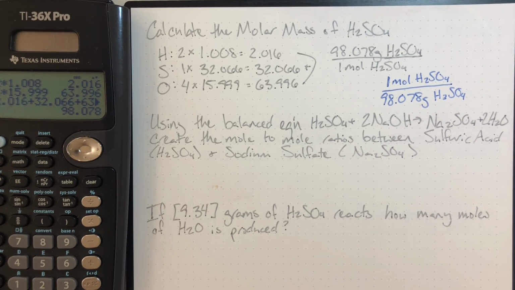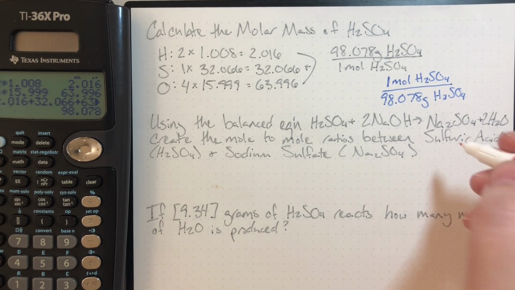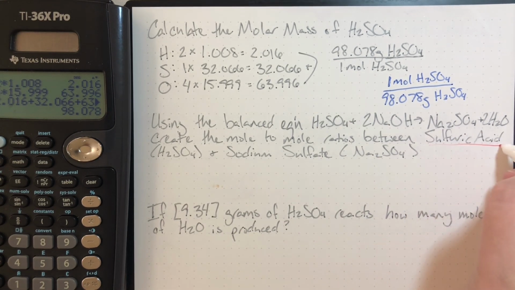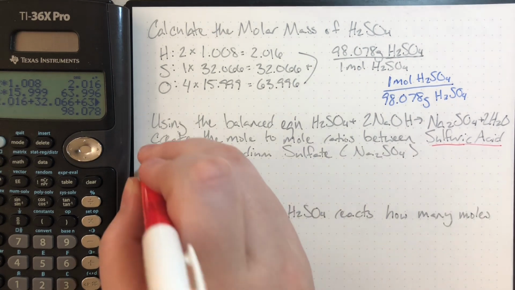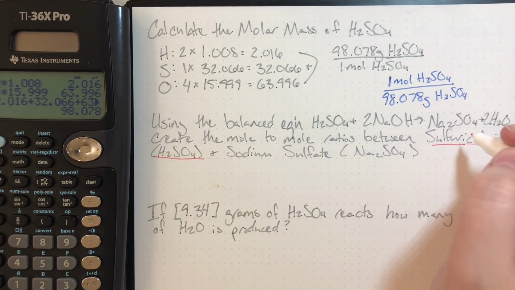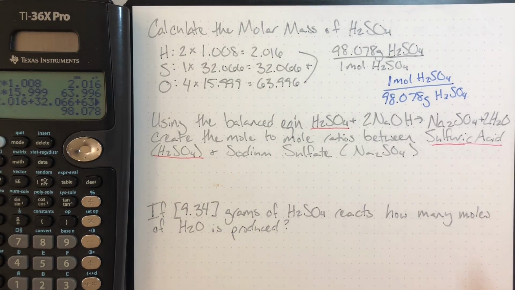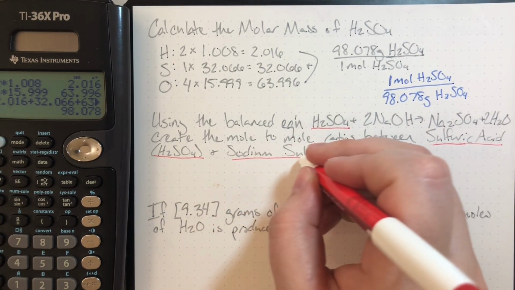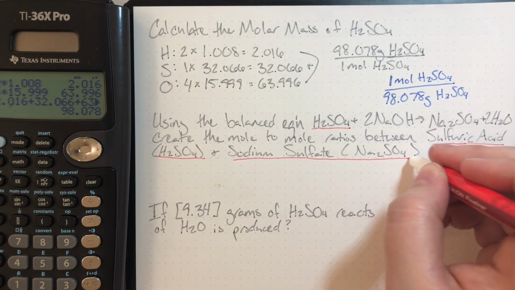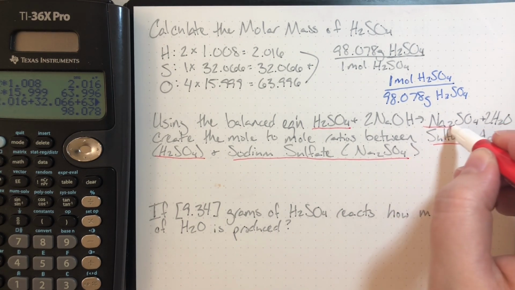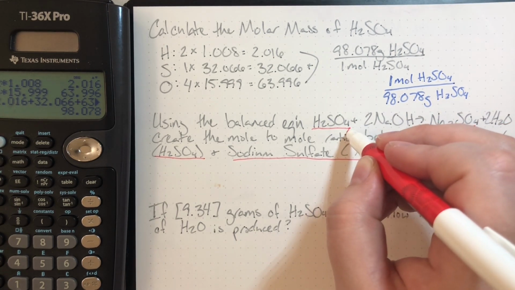Create the multimole ratios between sulfuric acid and sodium sulfate. I'm going to identify the molecules of interest. They're going to be stated in the problem, and I will also emphasize them in the equation. So we have sulfuric acid and sodium sulfate. Then I will visually connect those two.